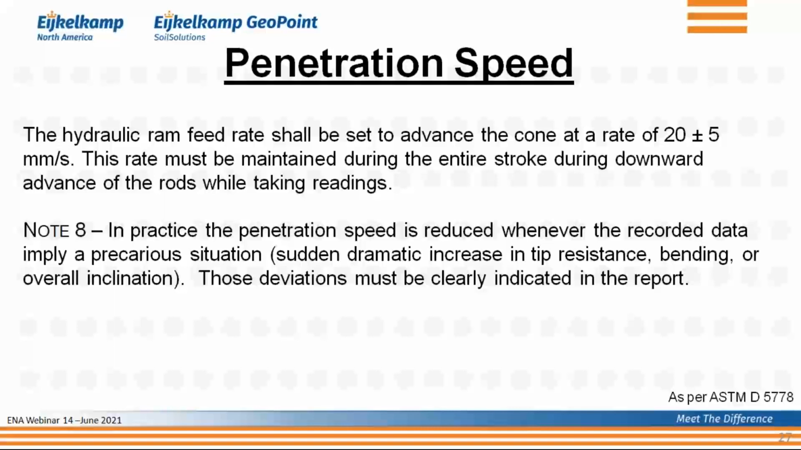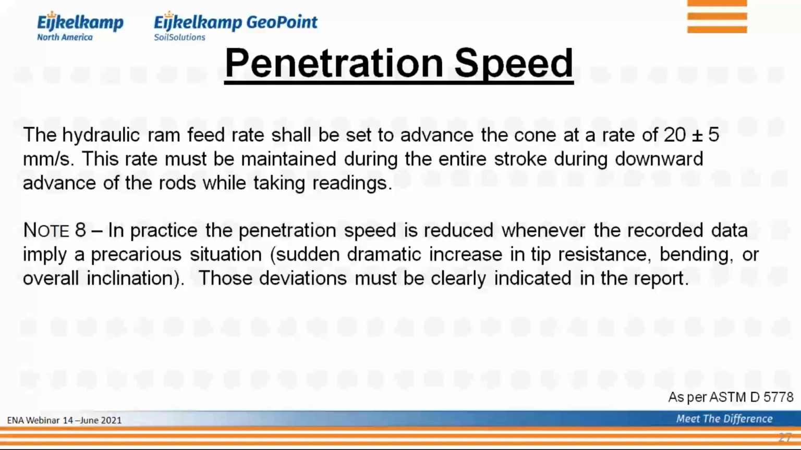But then there's a note, and that note 8 says that if there's a precarious situation, a sudden increase in the tip resistance, or a sudden increase in your bending or the overall inclination, then as an operator, you're allowed to go at a reduced speed. We do that because we want to make sure that the operator has the flexibility to avoid damage to the cone. You don't want a broken cone. So we give an indication, or an allowance, that the speed is reduced.